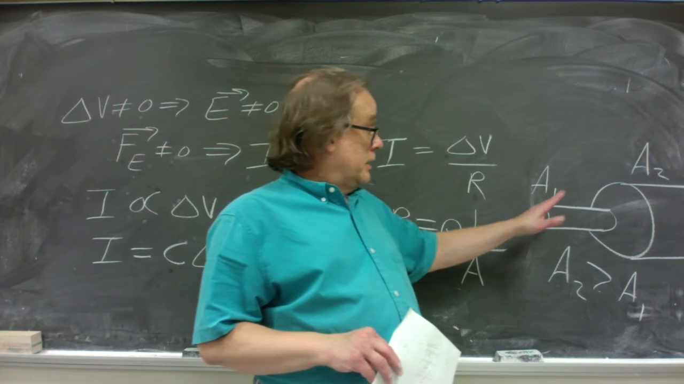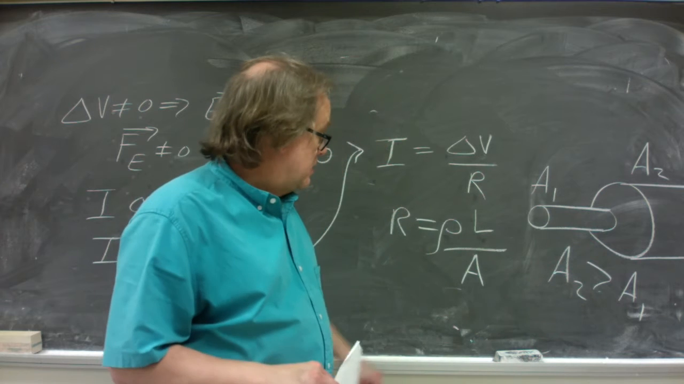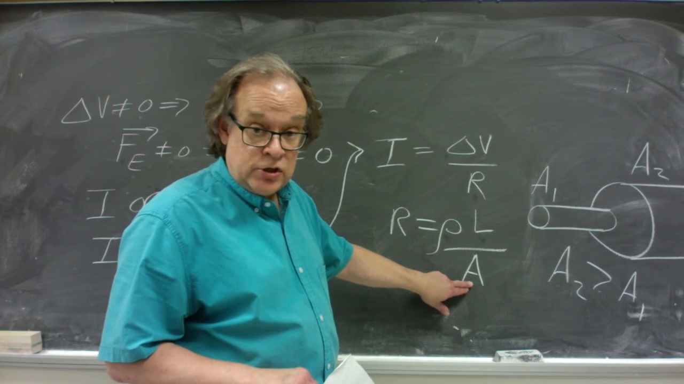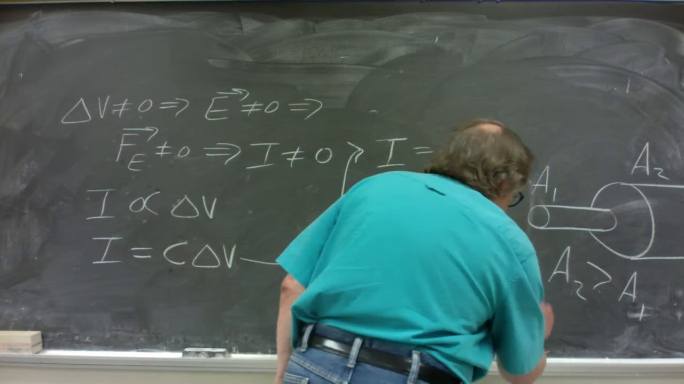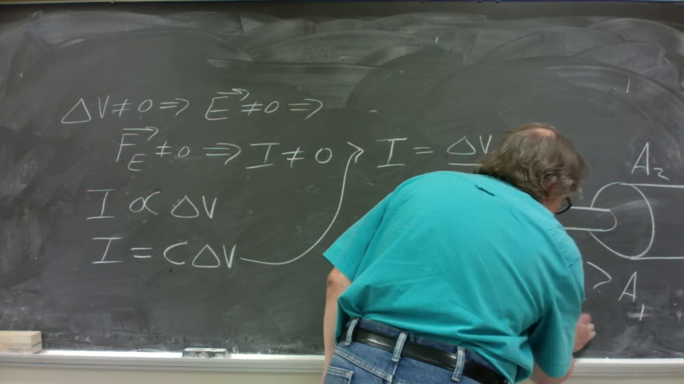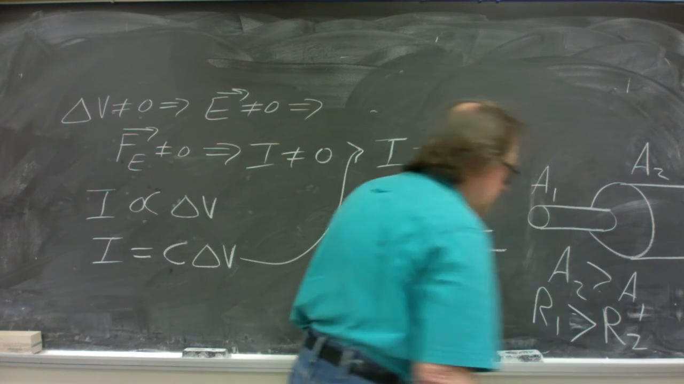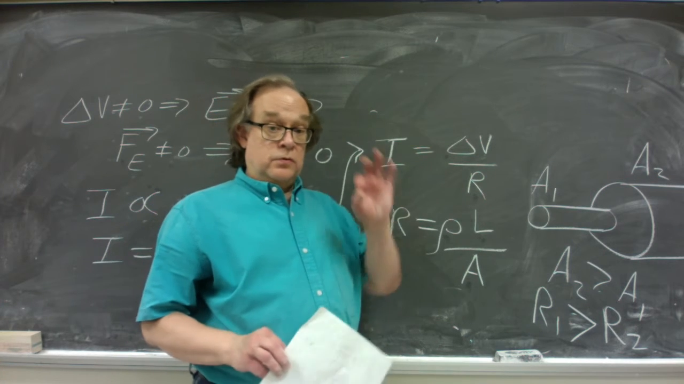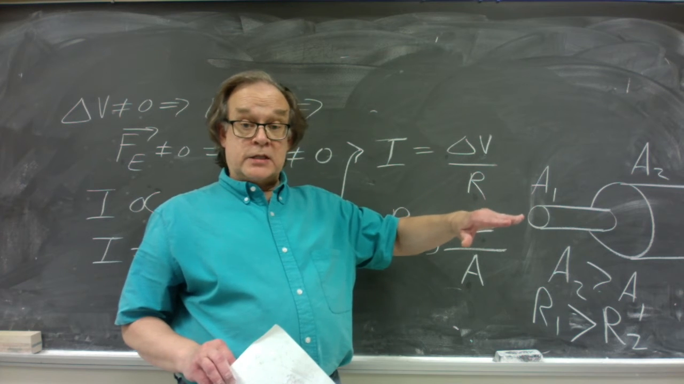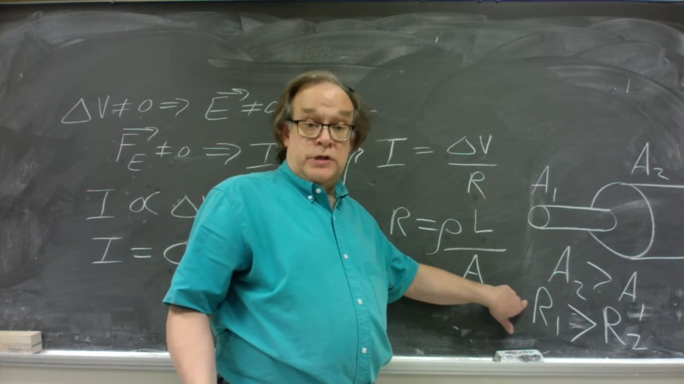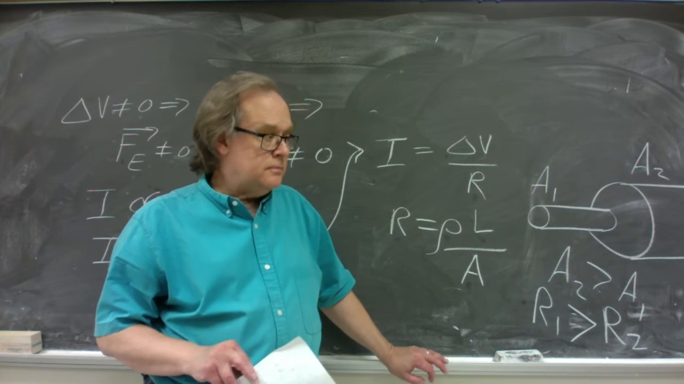So same length, same material, but different thickness, different cross-sectional areas, means this changes, and if this gets bigger, this gets smaller. So the smaller the cross-sectional area through which the current has to pass, the more difficult it is to pass through, so that's more resistance.